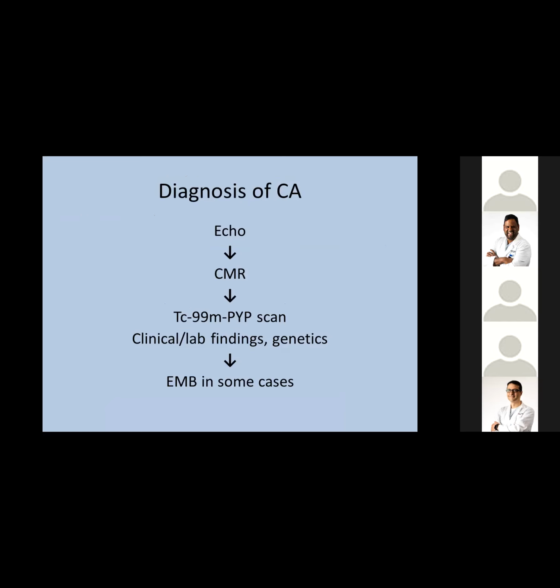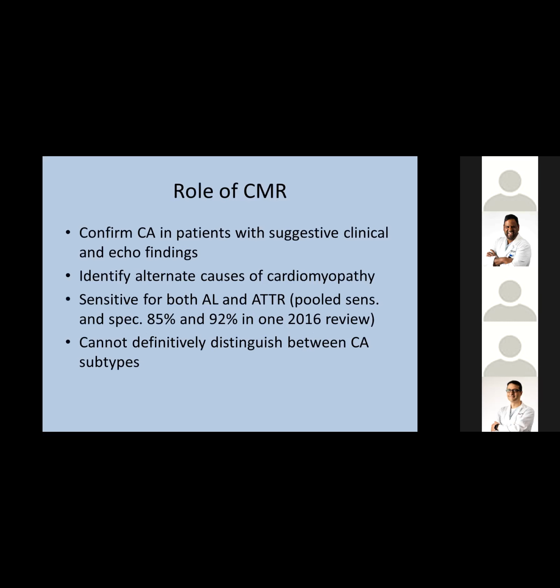So diagnosis-wise, echo is typically first line, and echo can show some highly suggestive findings of amyloid, although non-specific. And so then the next step is typically CMR, which can show some additional high specificity findings, and it's also quite sensitive for both types of amyloid. So if CMR findings are suspicious, then the next step would be moving on to potentially genetic testing and light chain assays and things like that, as well as technetium PYP scans, which is a type of bone scan, which we'll talk about in a bit. And in some cases, myocardial biopsy would be required for final diagnosis.